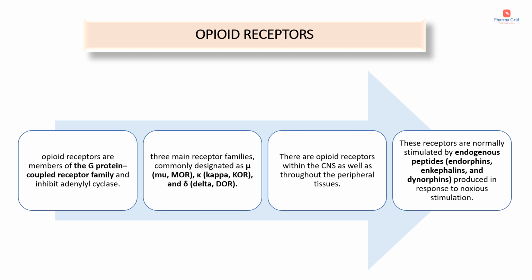So these opioid receptors are G protein coupled receptors. The three main opioid receptors include mu, kappa and delta. They are present within the CNS as well as throughout the peripheral tissues, and are normally stimulated by endogenous peptides such as endorphins, enkephalins and dynorphins in response to noxious stimulation.